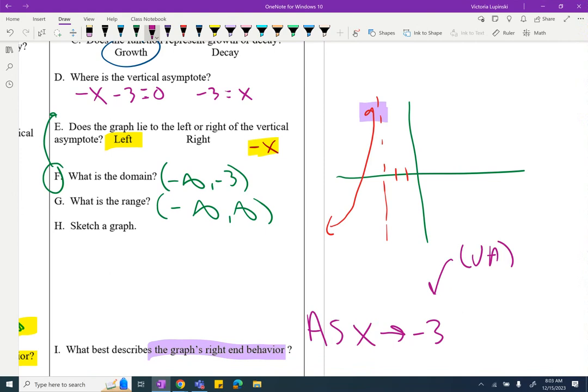So as x goes to -3, where are the y values going? Up to +infinity. So again, a little bit of an interesting thing that happens here with the log sometimes. Your right or left end behavior is often not infinity or -infinity. Sometimes you're heading towards the vertical asymptote, and that's okay.